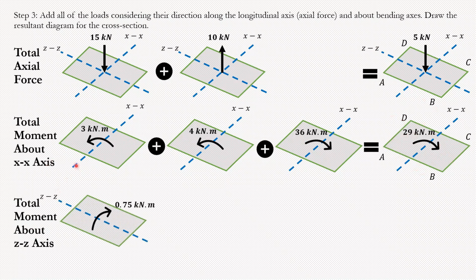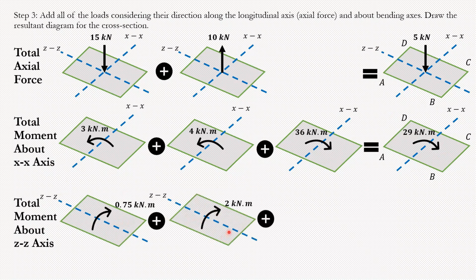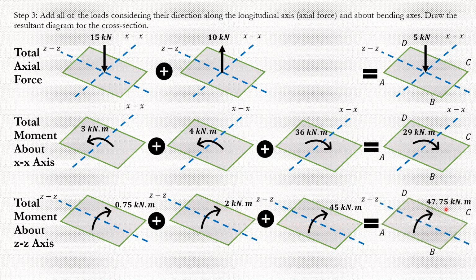And same thing about the ZZ axis. So for the ZZ axis, you have 0.75 from case 1. You have 2 kilonewton meters from case 2. From case 3, we didn't have anything, but from case 4, we had 45 kilonewton meters in this direction. So if we add them together again, we're going to see 0.75, 2, and 45 all are in the same direction. So as a result, we're just going to say it's 47.75, as you can see here, 47.75 kilonewton meters. And that's it. So these are your axial forces, moment about the XX axis and moment about the ZZ axis.